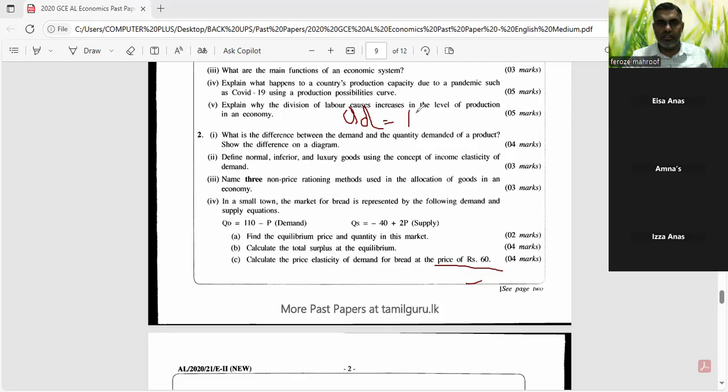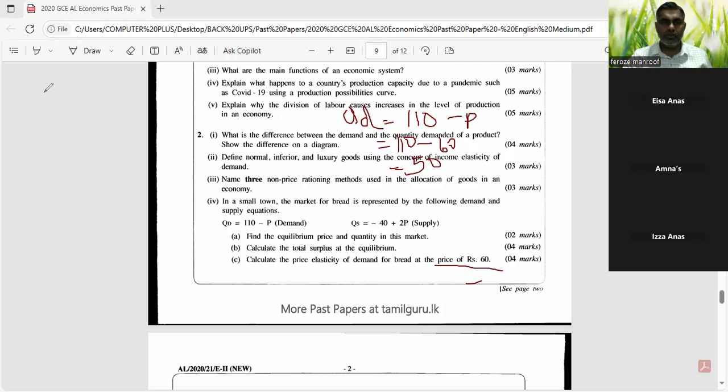Therefore, 110 minus P. So 110 minus price is what? Price is 60 now. Therefore, what is the QD? 50. Can you understand? So QD is coming as 50.